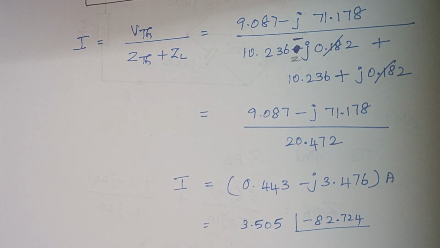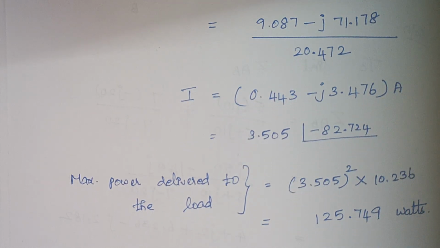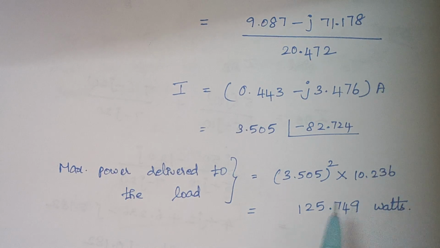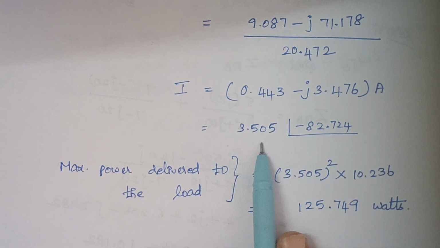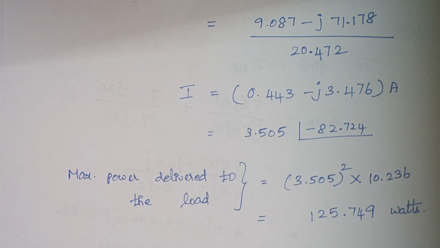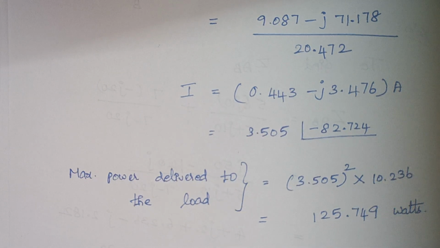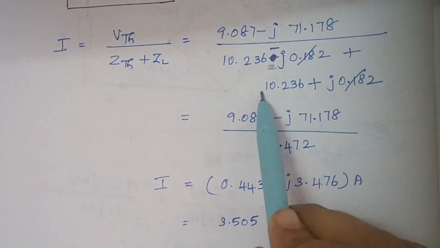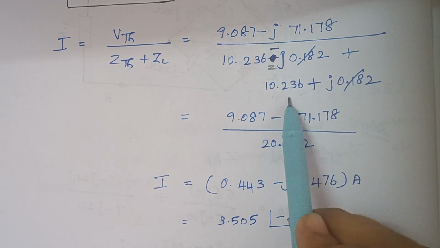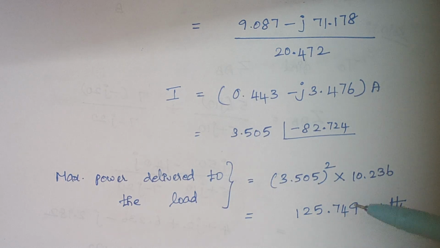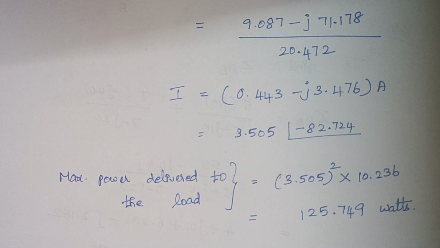Now the next thing is we have to calculate the maximum power delivered to the load. So that is given by I square R. Right. So here the value of I is this one, and the value of R is taken from the ZL. So in ZL, what is the value of R? It is nothing but, you see, this is the value of R, that is 10.236. So just substitute the values here, and the final answer is 125.749 watts. Right. Here comes the end of this problem.